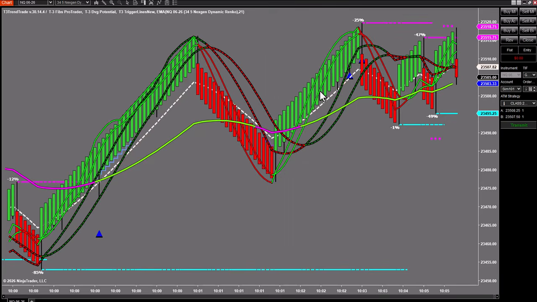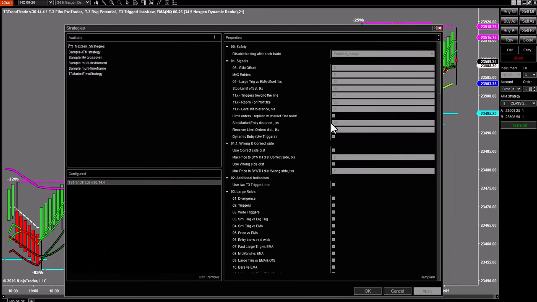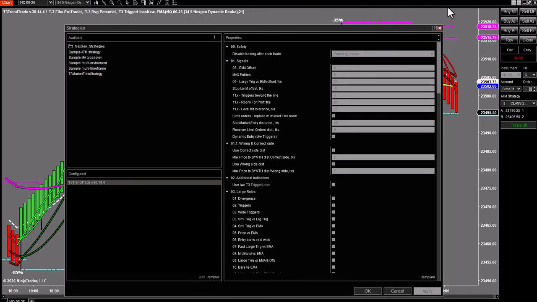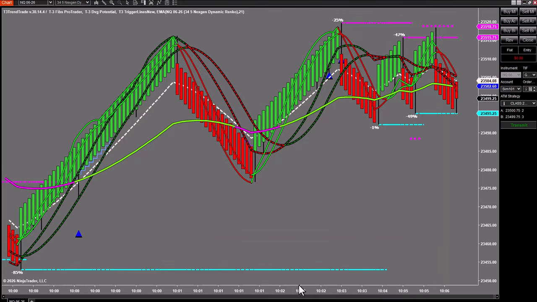So in the strategy, the input that says 11x level hit tolerance, how many ticks? So I've got that set to 1 or -1. So that means 1 before the line. So what you'll see, and it's a visual thing when you're looking at a chart, you're like, oh my God, we hit a line.